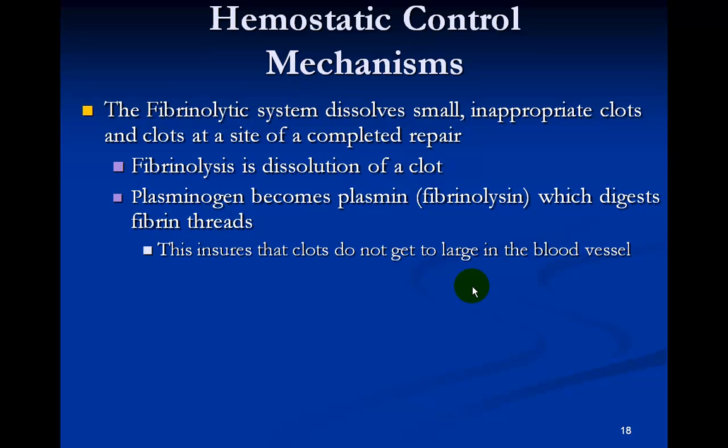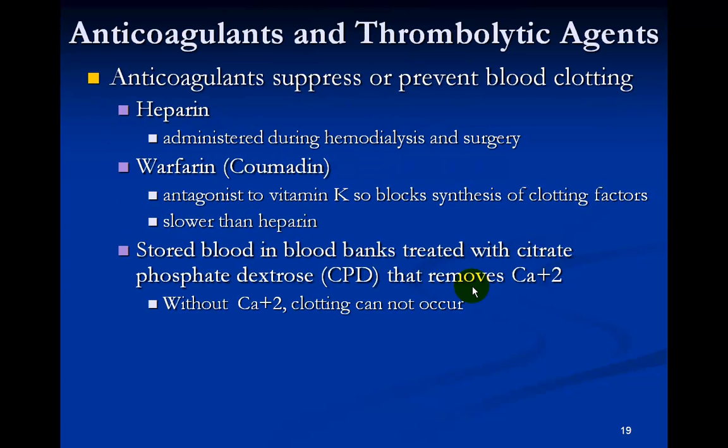So this whole process is to ensure that clots don't get so large that they actually block the flow of blood in the blood vessel. A couple of anticoagulants or thrombolytic agents are used by doctors in order to suppress or prevent blood clotting. When surgeons are doing any kind of operating, they use heparin, which slows down blood clotting. It would be very difficult to be doing surgery and have the blood clotting while you are trying to work. And warfarin, also known as Coumadin, is an antagonist to vitamin K, so it blocks the synthesis of clotting factors.